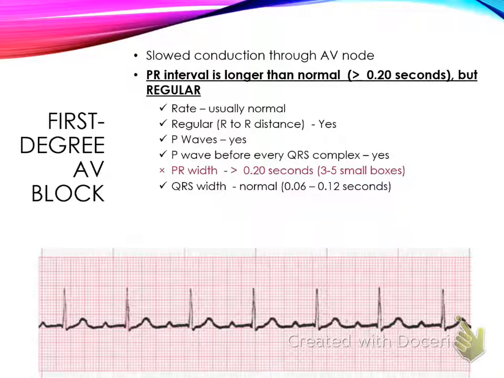They don't necessarily always have a heart rate below 60, but when the heart rate goes below 60 is when we start to treat it or think about treating it. But the only problem with this one is the PR interval is more than 5 boxes. Okay? Everything else is okay. The PR interval is long. So that's a first degree heart block.